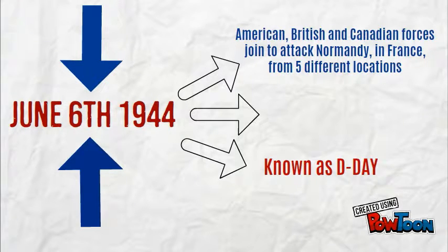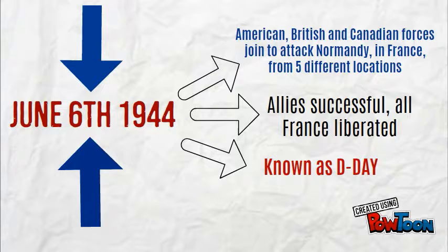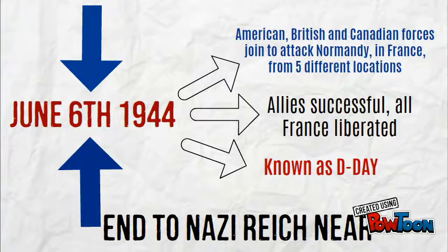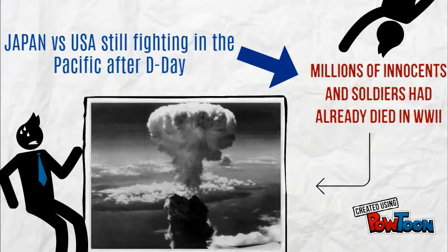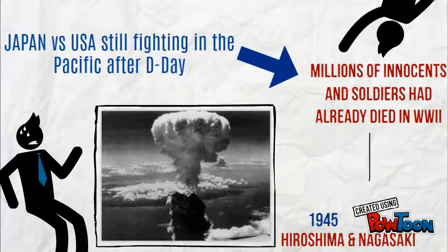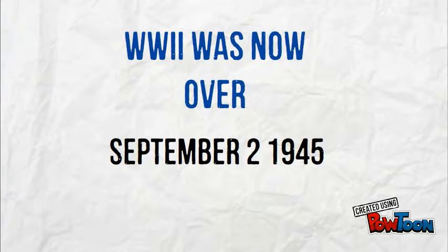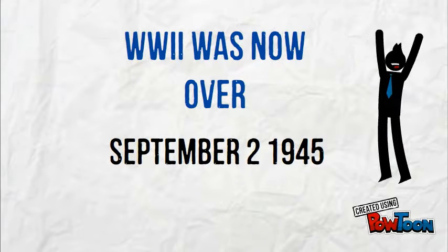By the end of August, all of France was liberated and the Allies advanced from the east to bring an end to the Nazi Reich. Still, this was not the end of World War II. The Battle of the Pacific was still being fought between the US and Japan, until the United States dropped two atomic bombs on Hiroshima and Nagasaki on August 6 and August 9, 1945. World War II officially ended on September 2, when Japan surrendered and the US won the war in the Pacific.